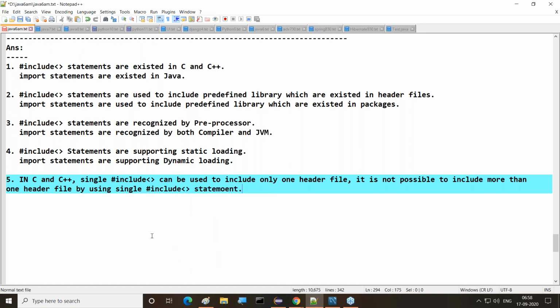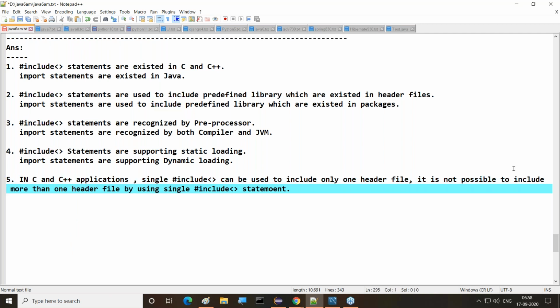In C and C++ applications, a single hash include statement can be used to include only one header file. It is not possible to include more than one header file by using a single hash include statement.